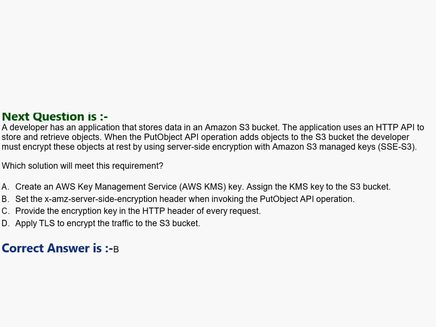Option A. Create an AWS Key Management Service (AWS KMS) key. Assign the KMS key to the S3 bucket. Option B. Set the x-amz-server-side-encryption header when invoking the PutObject API operation. Option C. Provide the encryption key in the HTTP header of every request. Option D. Apply TLS to encrypt the traffic to the S3 bucket. The correct answer is B.